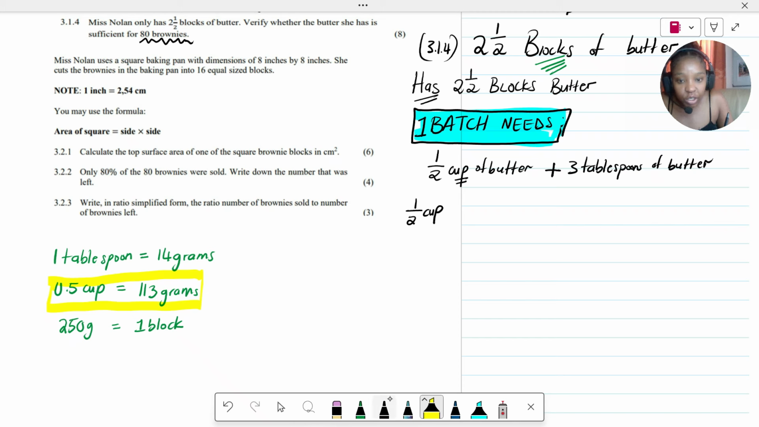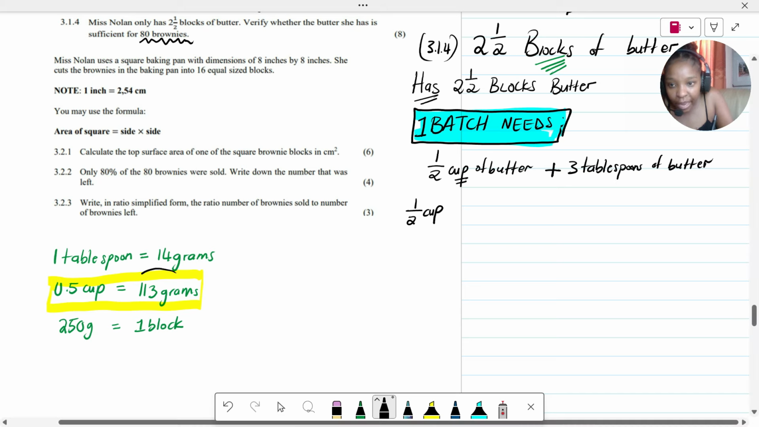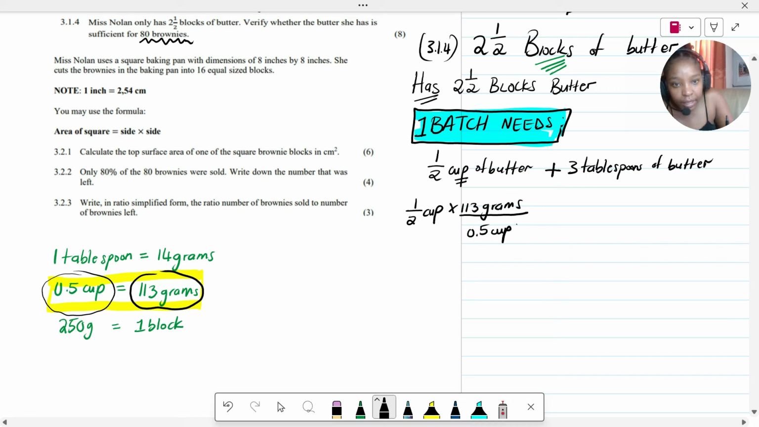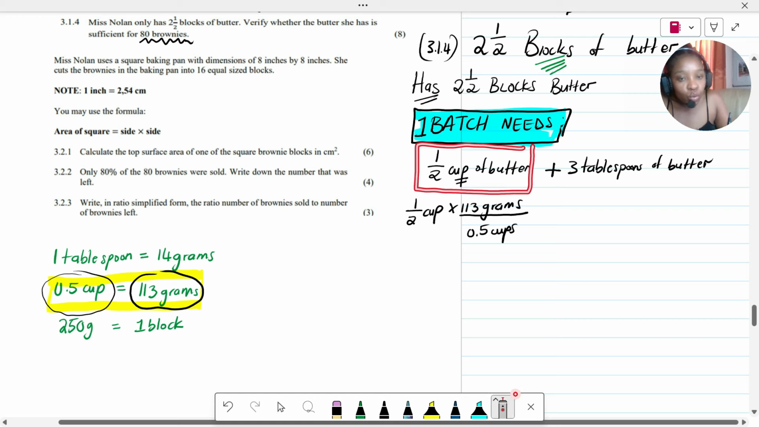To help me convert from cups to grams, I'm going to be using that equation. How can I use this equation? Take the half a cup of butter, multiply it by what you want. We want grams. So you're going to multiply by 113 grams divided by what you have, obviously that other value, 0.5 cups. So that's how we're going to convert that first part, cups to grams. Okay, that's the first thing.